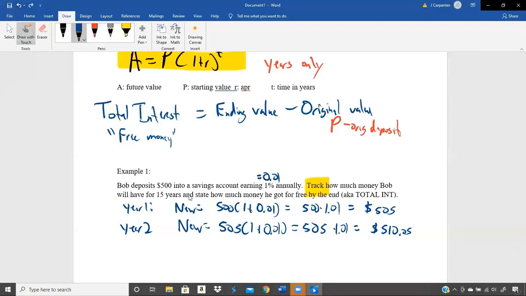So this is going to be tedious to do 15 times. Am I right? Yes, I am. We're not going to do it that way. This is going to be annoying to do for 15 years. But guess what people did before technology existed? They cranked these out by hand. And it probably wasn't just always 15 years. It might have been 30, 40, 50 years.